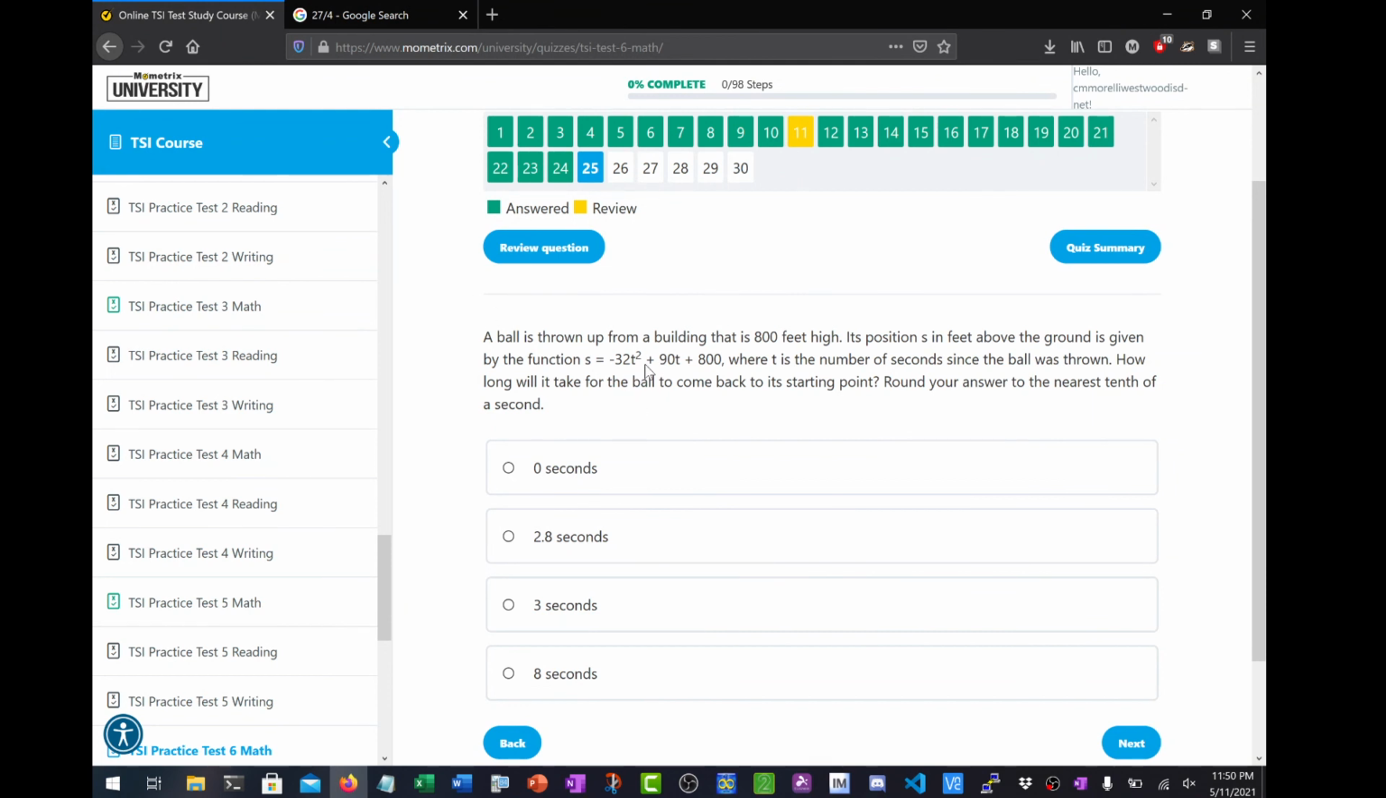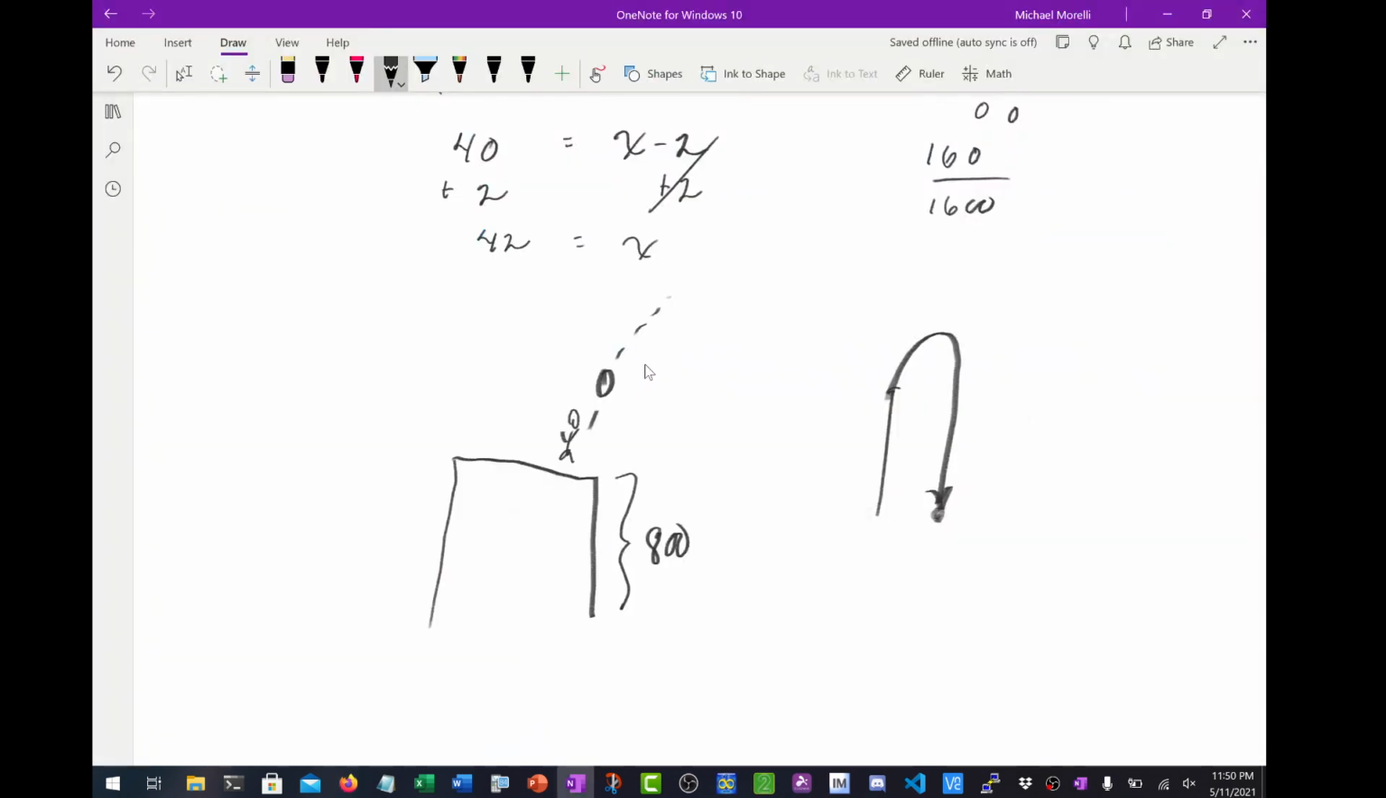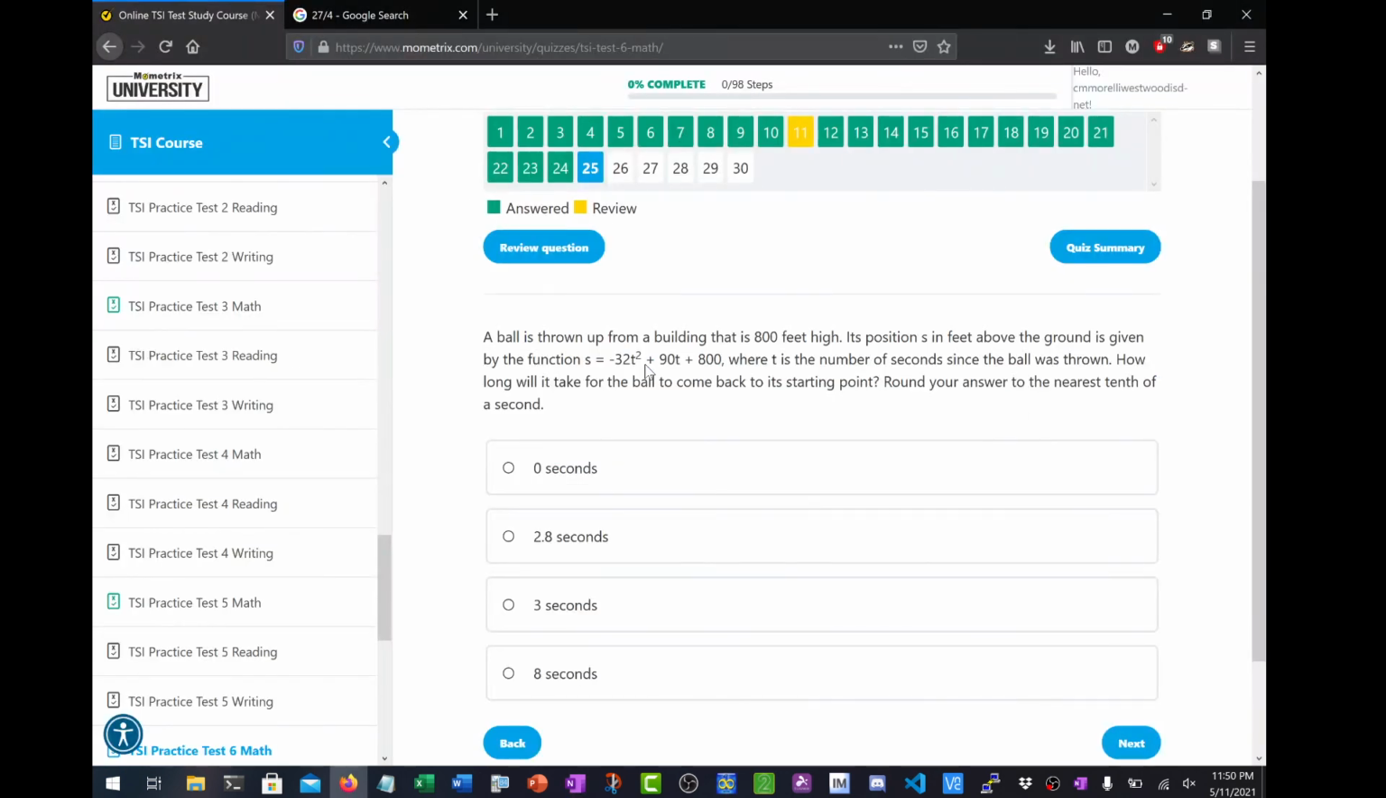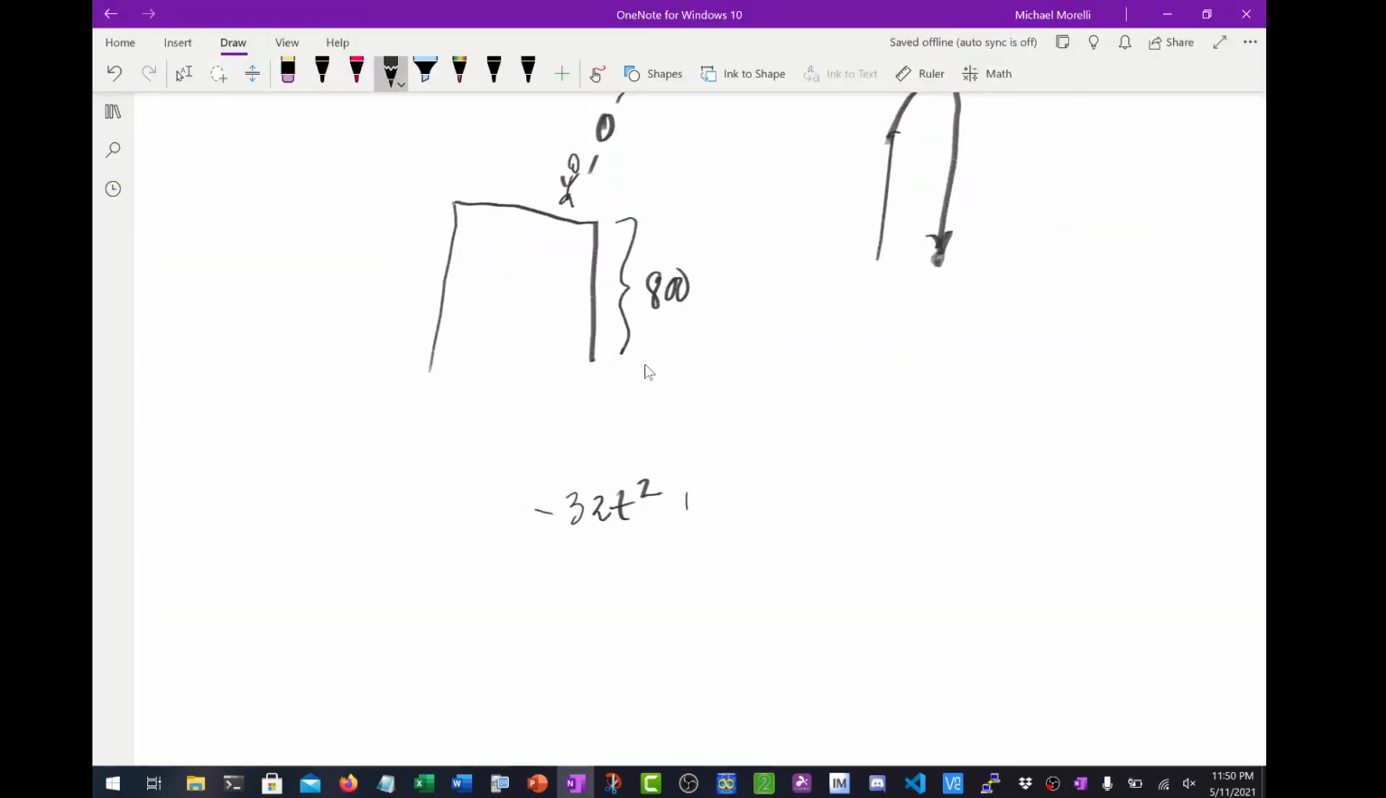Negative 32 t squared plus 90t plus 800.